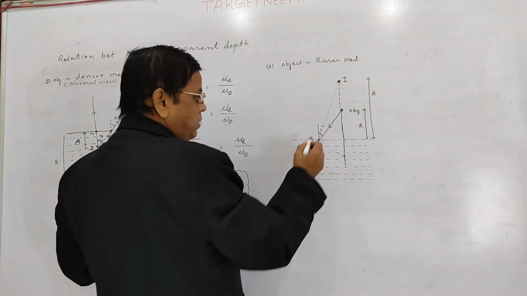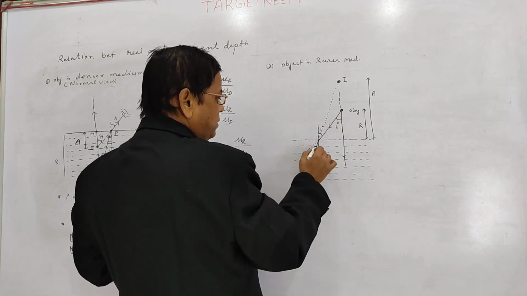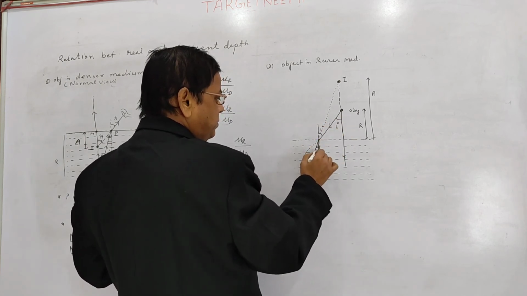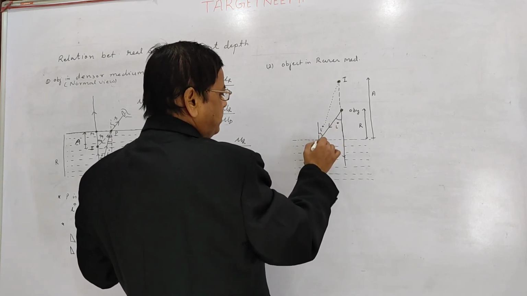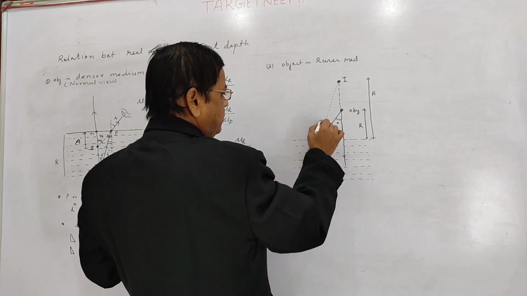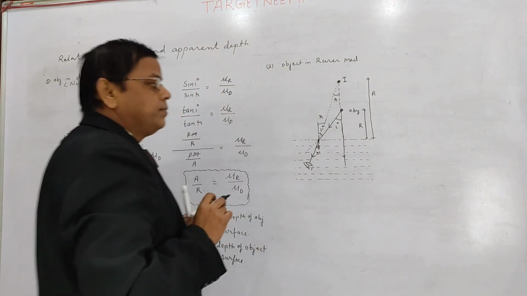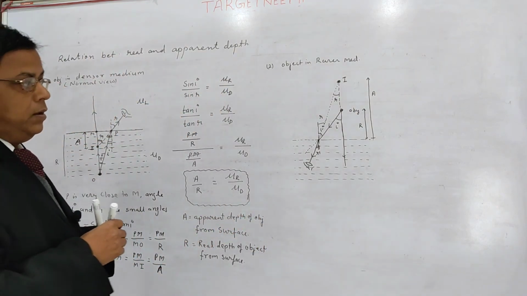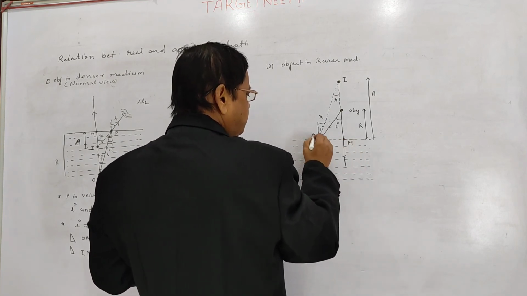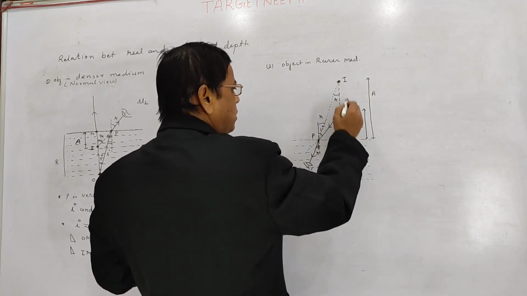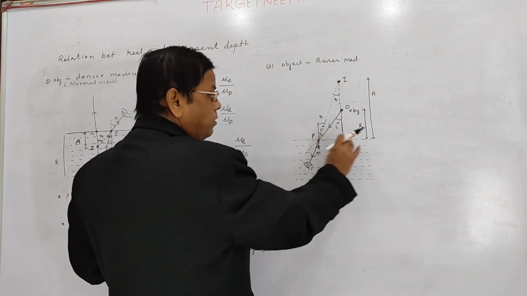So this is the real height of the object from the surface, and this is the apparent height. This angle is i, hence this angle is i, and this angle is r, hence this angle is r, therefore this angle is also r. Now if you take this point as M, this point as P, this is O and this is I. Here P again is very close to M, so normal view.